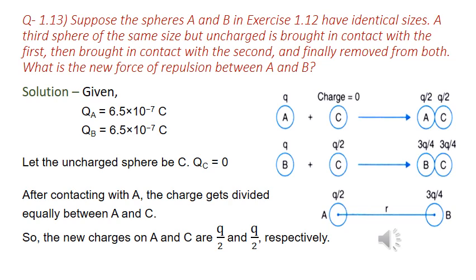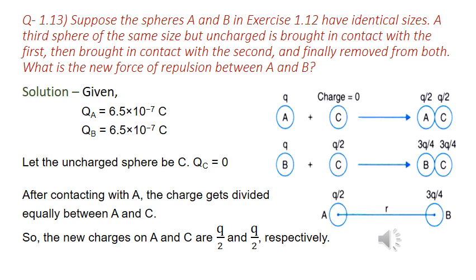In this question, it is given that in the previous question, which is question number 1.12, the two spheres A and B have identical sizes, and there is another sphere C of the same size but uncharged. It is put in contact with A first, and after removing it from A, C is put in contact with B. After removal of C from B, it is asking what is the force of repulsion between A and B.